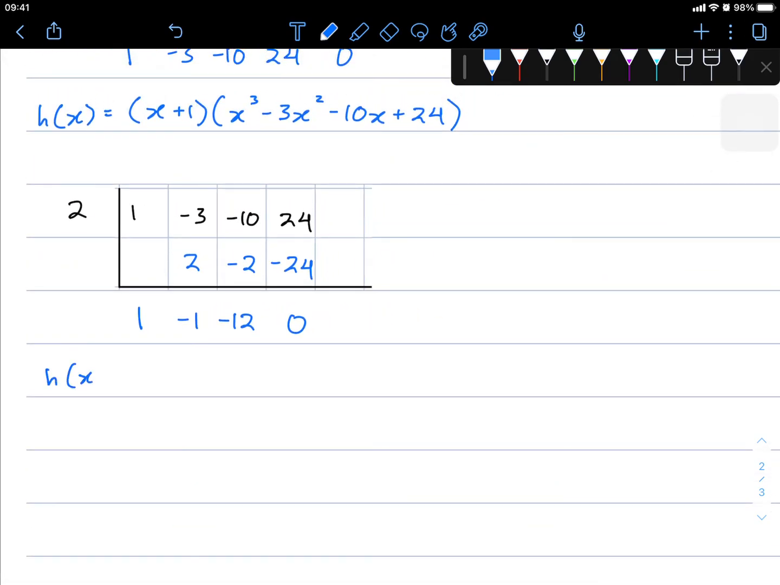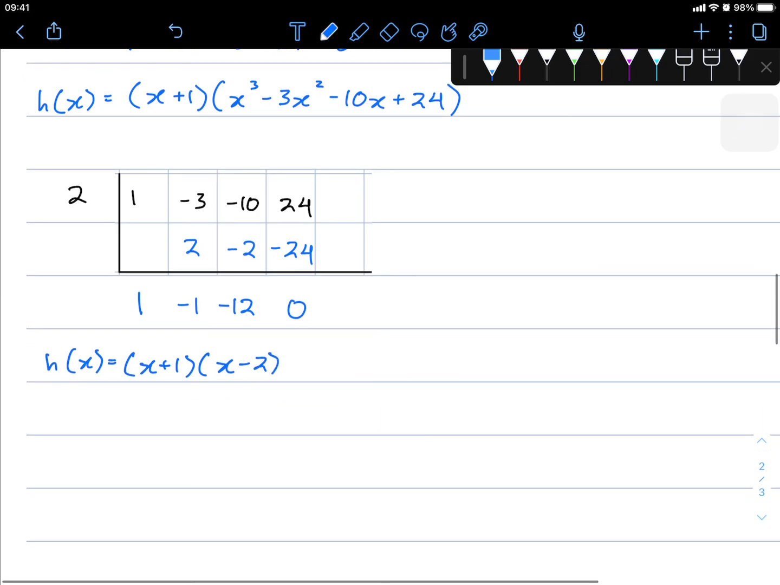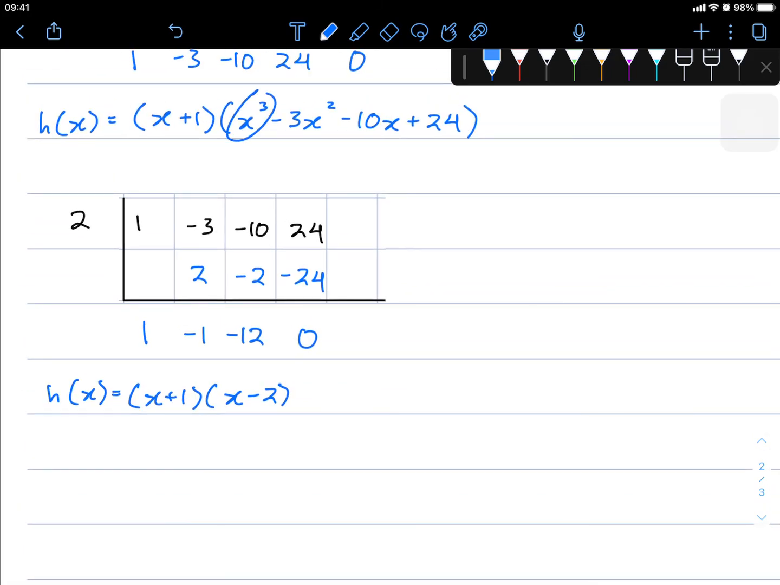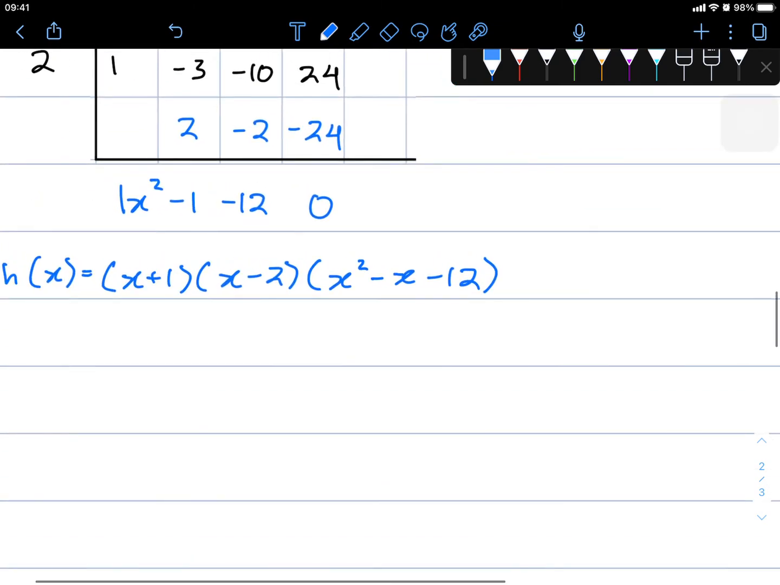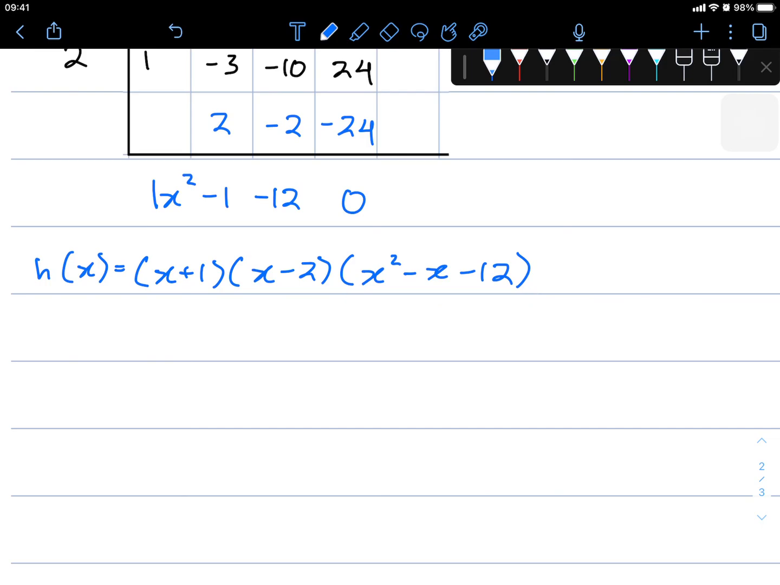So h of x can be written as x plus 1, x minus 2, and once again, because this is x cubed, this begins on x squared. And this is the last step. Because it's a quadratic, we can very easily figure out the two factors here. I can think of +3 and -4. And that there is h of x fully factored.